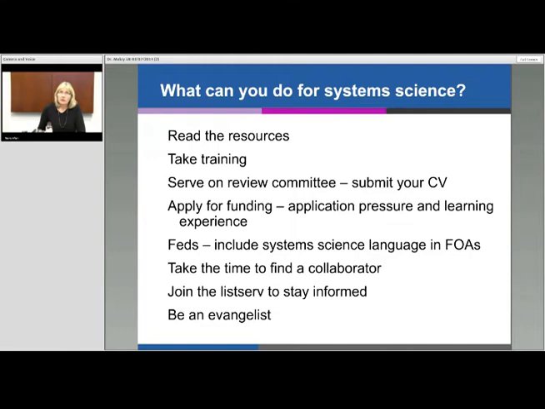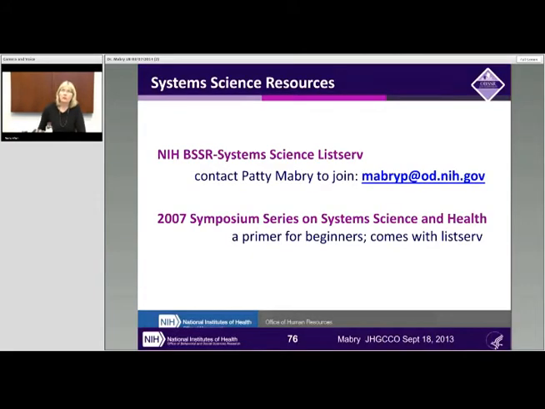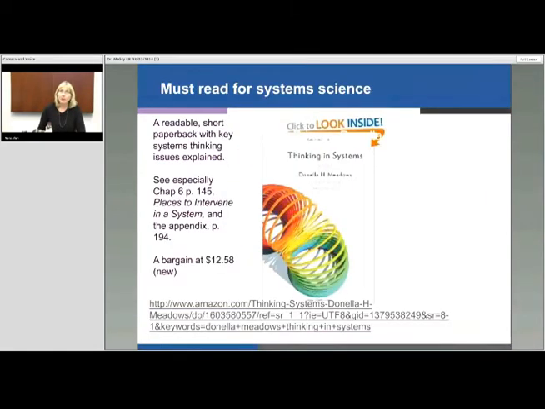If you're a federal person, include system science language in your funding announcements. Take the time to find a collaborator. Like I mentioned, come to SBP, join the listserv, and be an evangelist for system science. So to get on the listserv, just email me. My email will be at the end of the slides.